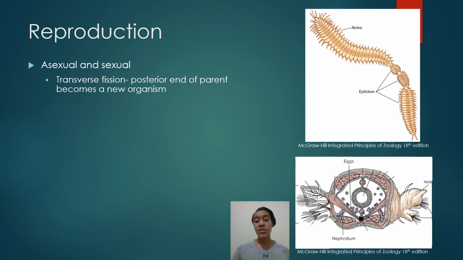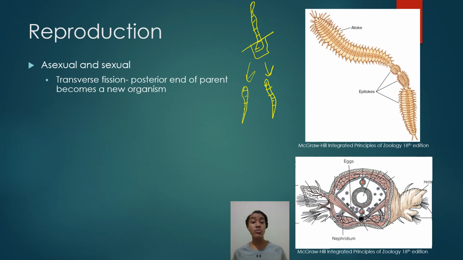separate organism. So an example would be, let's say we have a worm, and this last portion of the worm breaks off or buds off and becomes its own separate worm. Now we have two worms that are genetically identical to one another, so they're clones of the parent.